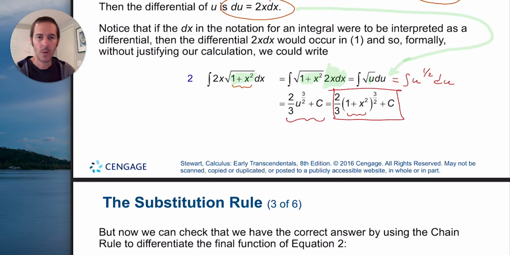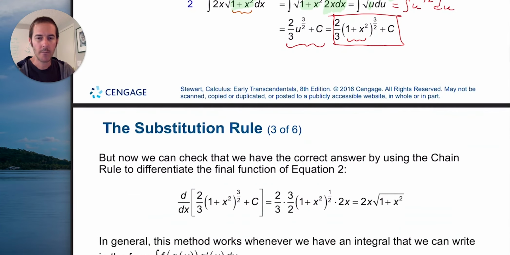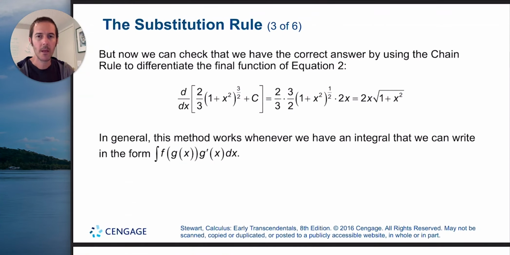Not bad, and you might want to rewatch that one more time just to see it play out. And the same rule, I suppose we could say, applies here when we're working with the substitution rule. You could take your final answer of 2/3 (1 plus x squared) to the 3 halves plus c. You could take the derivative of it with respect to x, multiplying the exponent times the leading coefficient.